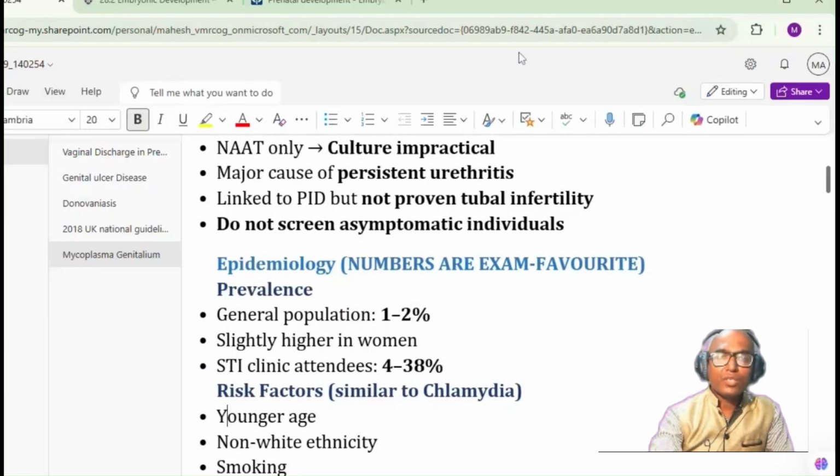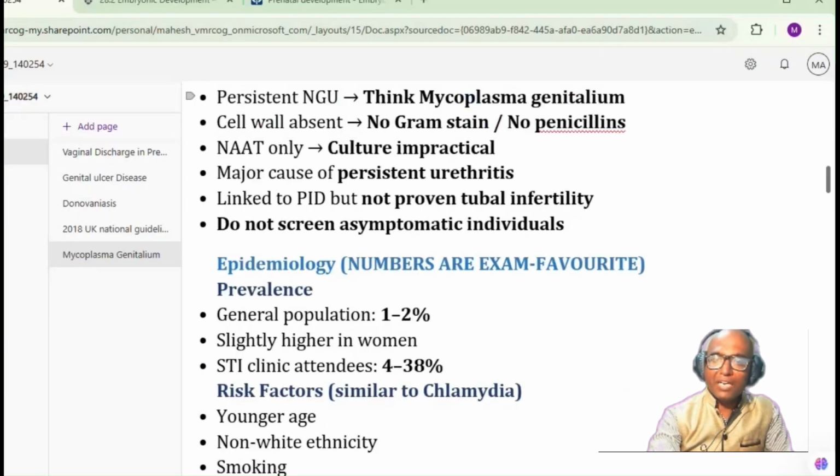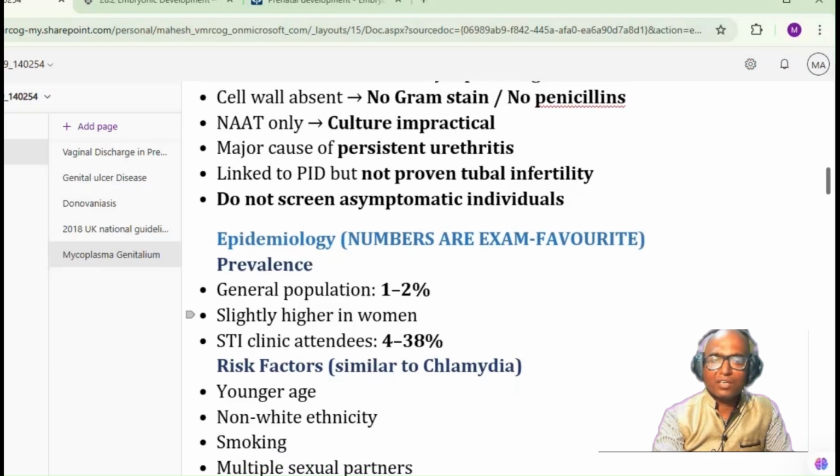Okay. So persistent NGU, we will always think of mycoplasma. It does not have a cell wall, so penicillin is not effective. NAAT is the test. Culture is impractical. It is a major cause of persistent urethritis, linked to PID but not proven to cause tubal infertility. Do not screen asymptomatic individuals in the general population. The diagnosis of mycoplasma is only if it is persistent or recurrent. There is no definite test to diagnose it.